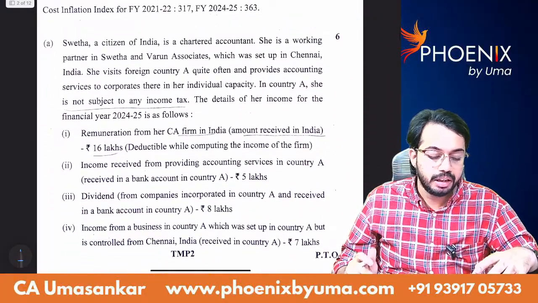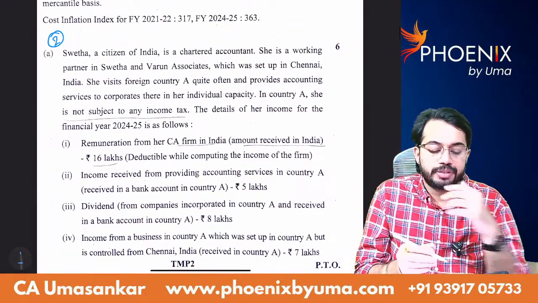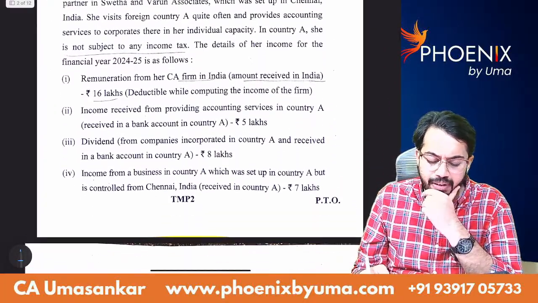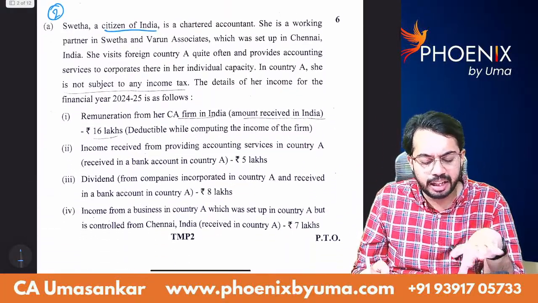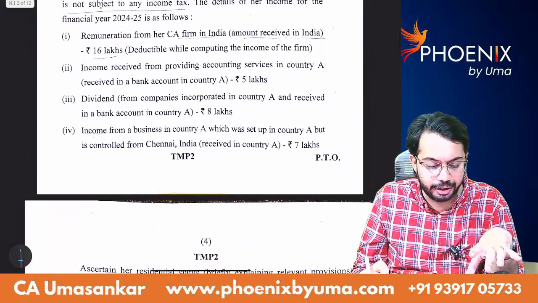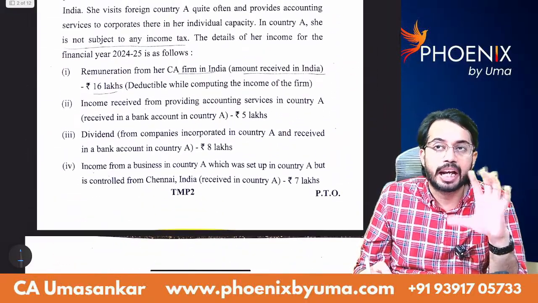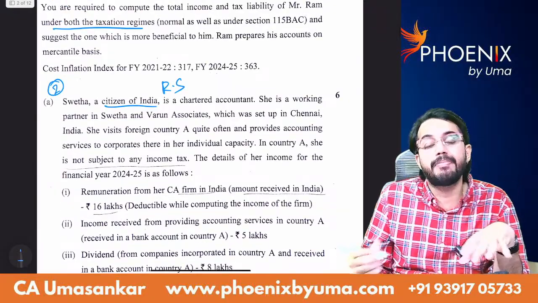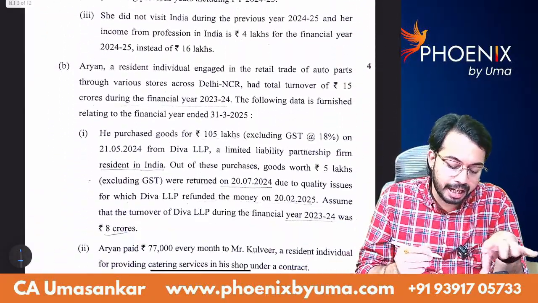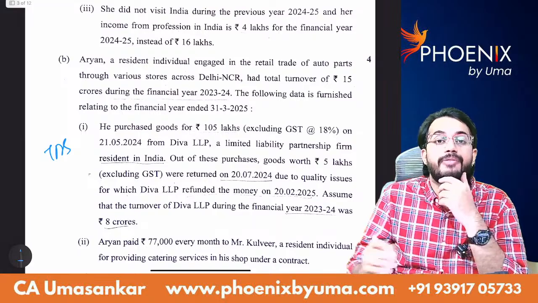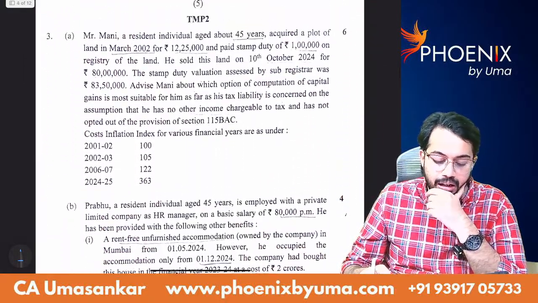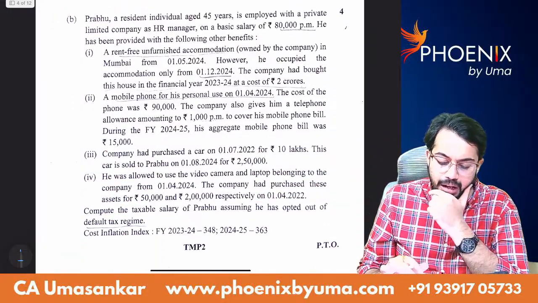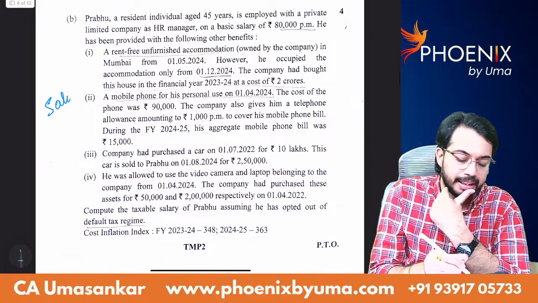Next, this is second question. 2A. Sweta, citizen of India, is a chartered accountant. She is working. See, all these descriptive questions, they are also easy only. Expected, I told. Second question, first part will come from residential status. It came from residential status. Second part, I said it will come from TDS. It came from TDS. Next, third part, like capital gains, simple only.